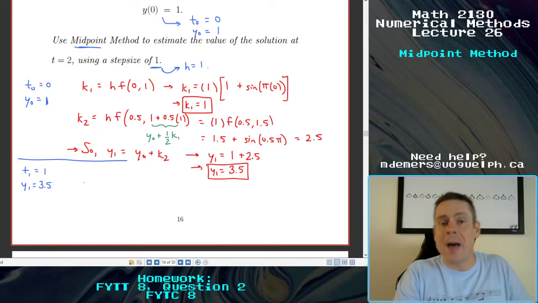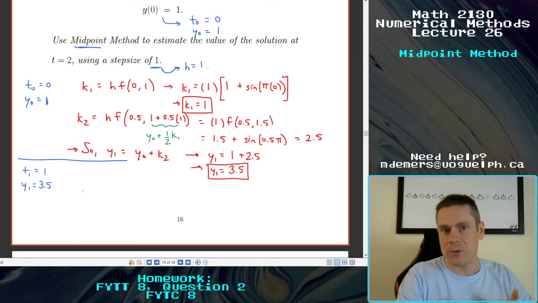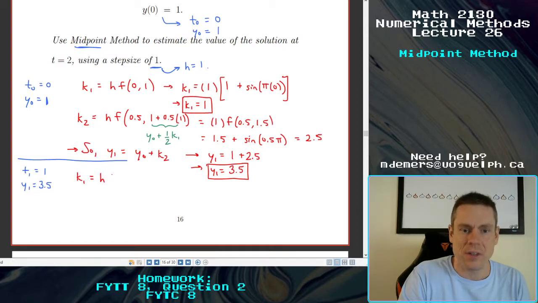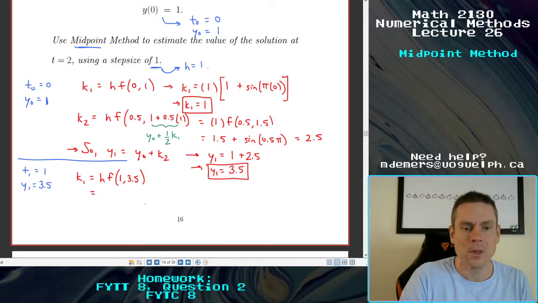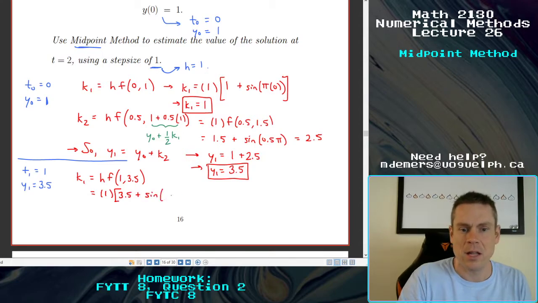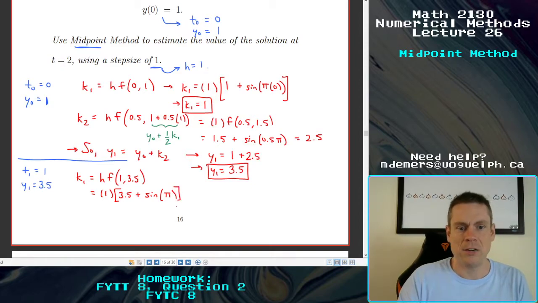Okay. And we have to go back and calculate those two estimates. It's like starting all over, but with one more iteration here. So k1 is equal to h times f of what we're at. So that's 1 and 3.5. And so that's going to be 1 times, and then 3.5 plus sine of 1 pi. I do believe it's y plus sine of pi t, so this seems good to us. And sine of pi is 0, so I think we get 3.5.